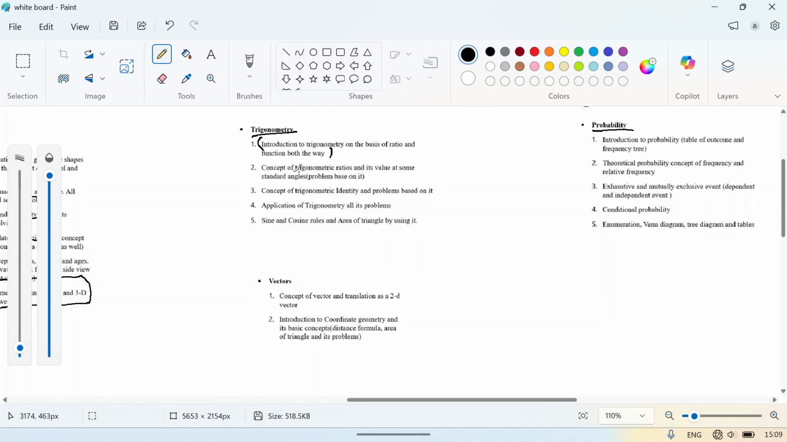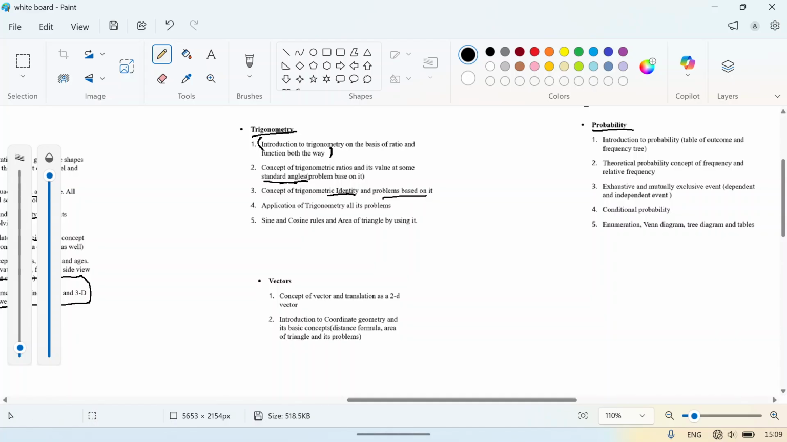Then we move to the next session, the concept of trigonometric ratio and its value at some standard angle. In this session we learn about the value of trigonometric ratio or trigonometric function at some standard angle like 30, 90, 60. What is the value of those trigonometric ratios? And in the next session we learn about the concept of trigonometric identity and problems based on it.